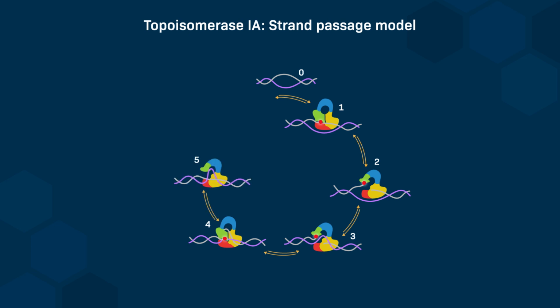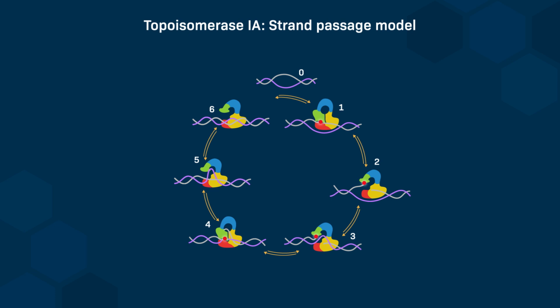The topoisomerase 1A undergoes another conformational change, transitioning from an open to a closed conformation, which brings the two ends of the cleaved strand back together. At this point, the phosphotyrosine bond between domain 3 and the cleaved DNA strand is broken, and a new phosphodiester bond is restored. This effectively repairs the cleaved strand.